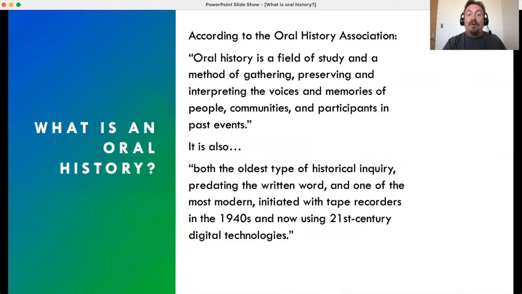So what is an oral history? I like this definition from the Oral History Association, which is a not-for-profit membership organization for people and institutions, such as universities and libraries, that are committed to the value and practice of oral history. Their definition states that, quote, oral history is a field of study and a method of gathering, preserving, and interpreting voices and memories of people, communities, and participants in past events. They also say that oral histories are the oldest type of historical inquiry. They predate the written word, and that modern ones, starting with tape recorders in the 1940s, are now being practiced digitally.